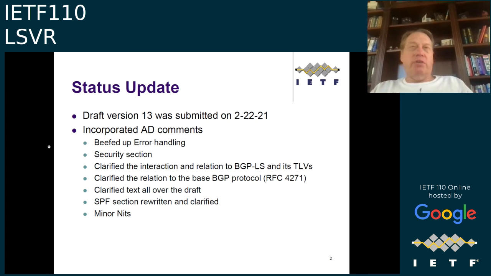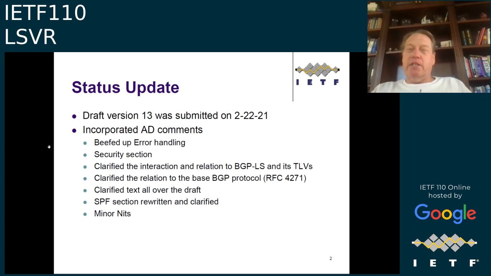Optimized route reflection, we took that out completely. We took out some of the other discussions of 5549 next hops and things like that. And we rewrote the SPF section and used consistent terminology throughout. I think it's a lot easier. There were actually some mistakes in it too once we did that. So I hope the implementations just did what the draft means, not what it says, and some other minor nits.